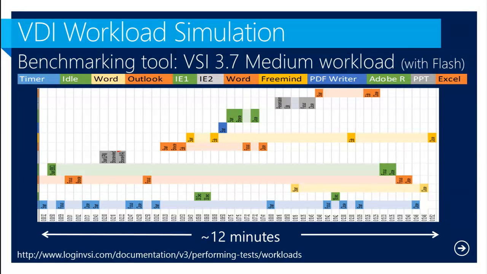So the VSI infrastructure consists of a set of launchers that launch thousands of users. They connect to your VDI. The VDI environment is prepared to run the VSI agent. And at the end of an hour, let's say, stress period, all the results are gathered and an assessment is made.